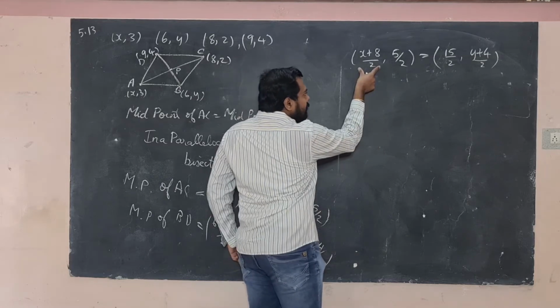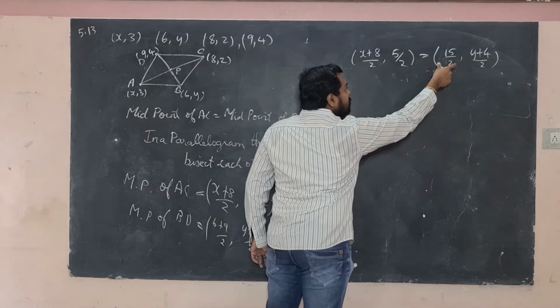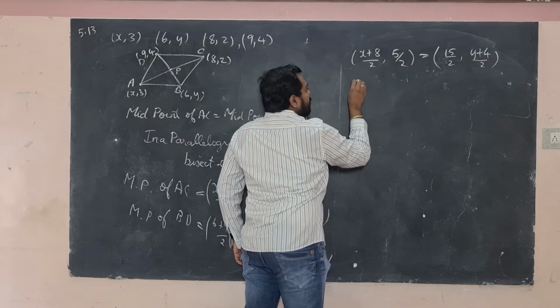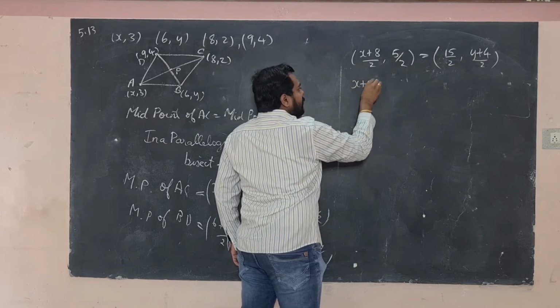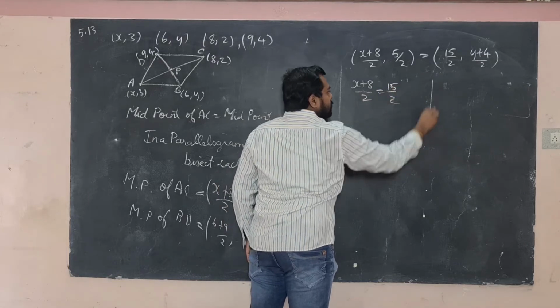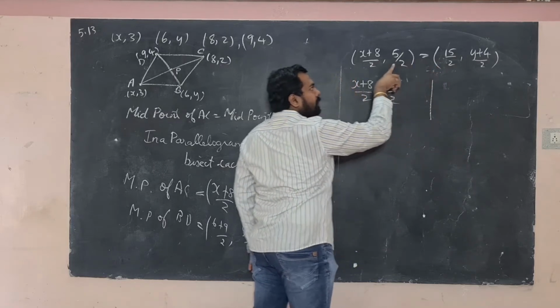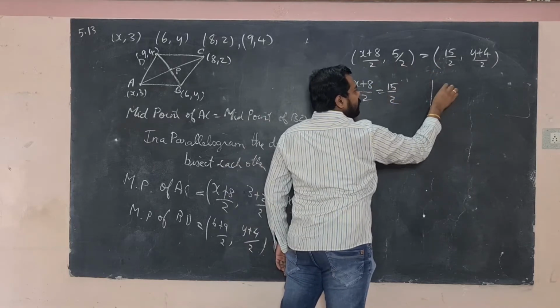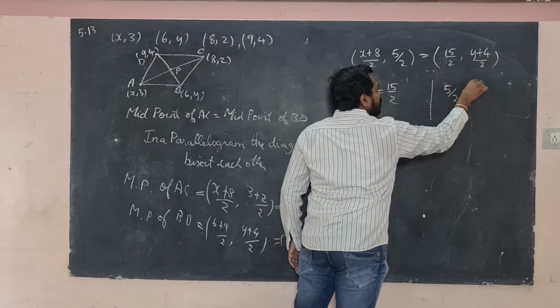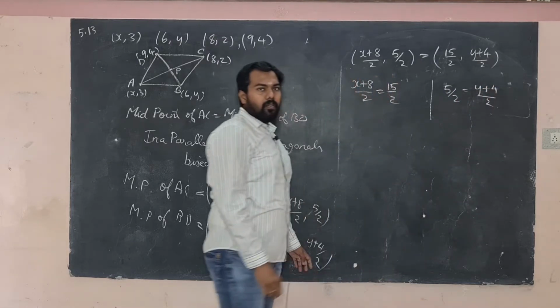அதாவது இதில் இருக்கிற x வேல்யூ, இதில் இருக்கிற x coordinate வேல்யூ சேம். So I am writing x plus 8 divided by 2 equal to 15 by 2. This is the first thing. See, this x coordinate value is equal to this x coordinate. Same way, this y coordinate, which is 5 by 2, is equal to y plus 4 by 2.